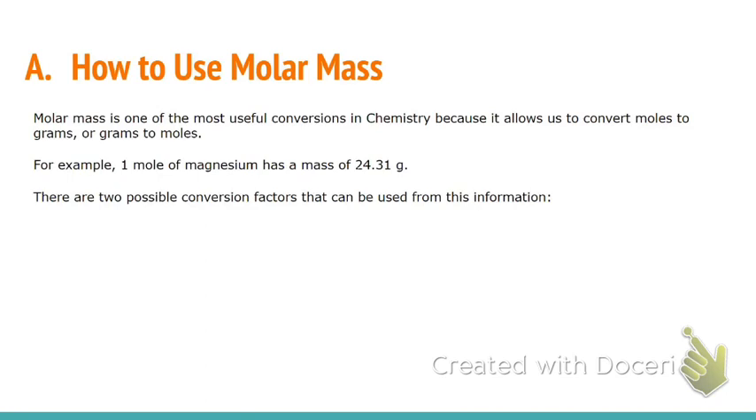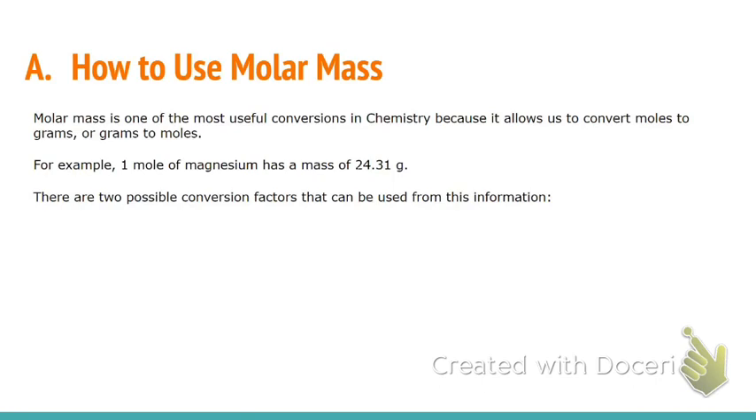Molar mass is a conversion factor. Like Avogadro's constant, that's 6.022 times 10 to the 23rd atoms or molecules to a mole, it works the same way with molar mass. So if you look at magnesium on your periodic table, you will see that it has an atomic mass of 24.31 grams. That means to have 1 mole of magnesium, you must have a mass of 24.31 grams.